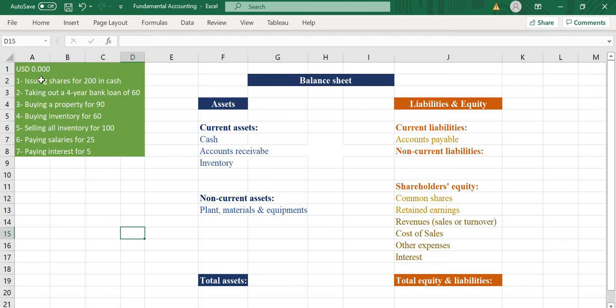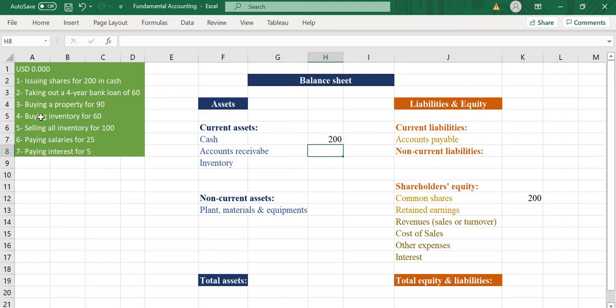I would like to start from a very basic transaction here for new students and beginners who just start studying accounting and financial statements. The first one, the company is issuing shares for 200 in cash. So the company has common share of 200 and the cash equals 200.